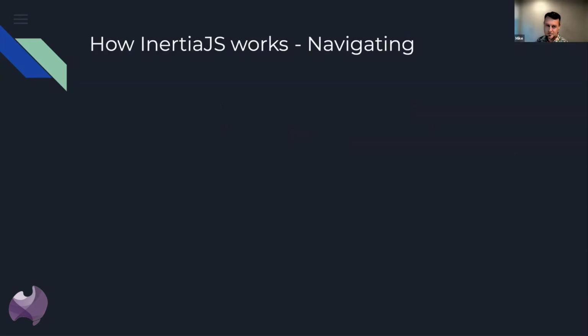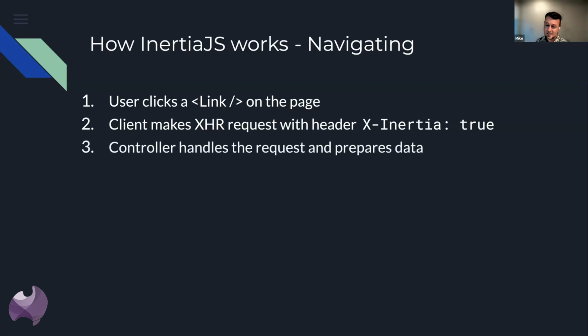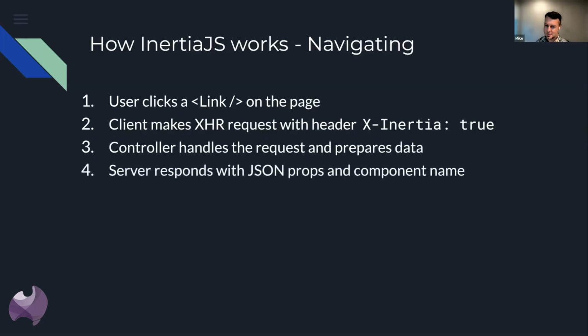To get a sense of roughly how it works, let's look at navigating between pages in an Inertia app. The user clicks a link element on the page, and rather than making a full web request, it makes an XHR request from the browser using a special X-Inertia: true header. On the back end, it can detect that this is an Inertia request. Because the backend is aware of this, it can handle that in a controller, fetch the data, and then, importantly, respond just with JSON.